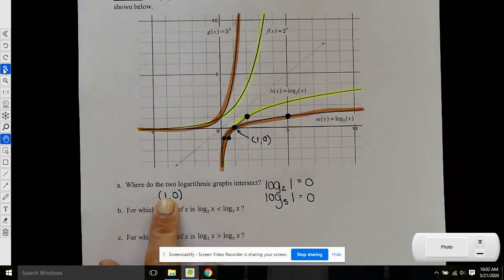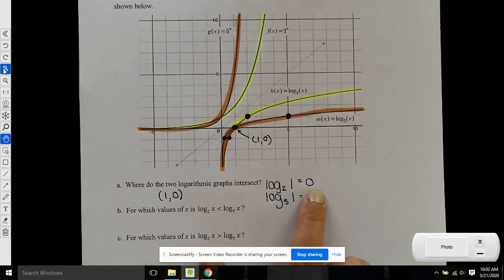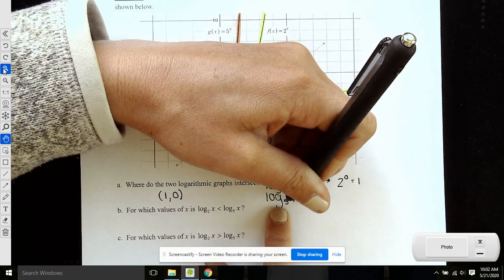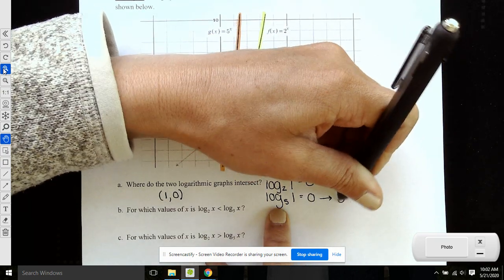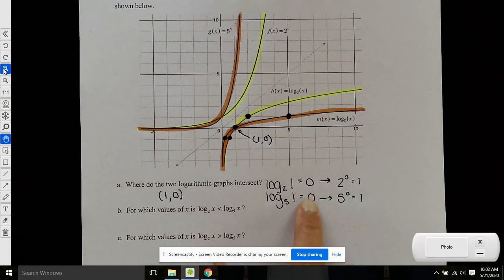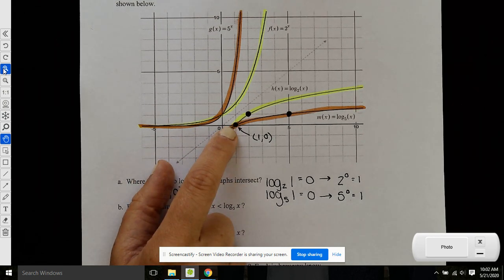The reason why this is the intersection point, think back to our log unit, if we were to transform this into exponential, 2 to the 0 equals 1. 5 to the 0 equals 1. Anything to the 0 power is going to be equal to 1. So if you take log base anything of 1, you're going to get 0. So any logarithmic function should have this point. This is like the golden point of the logarithmic function.